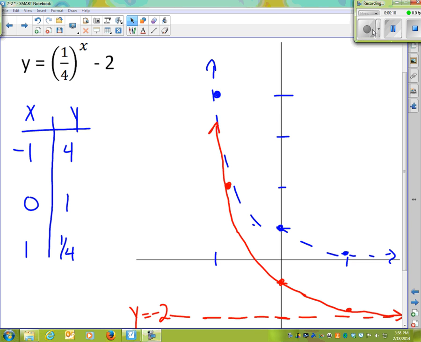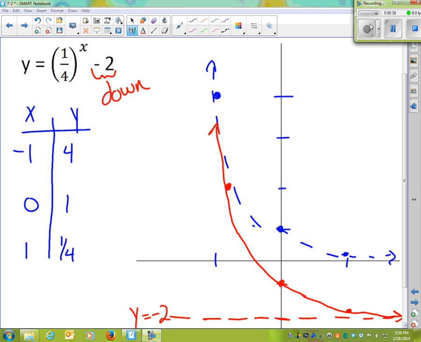This is the answer that I have. That -2 told me that I'm going to move my parent function down 2 spaces. With my parent function, the -1 made the reciprocal of 1/4, 0, 1, and 1, 1/4. My asymptote also moved down 2 spaces, so I began high, and then as I moved to the right, it approached -2. All right, so that is translating the parent function.